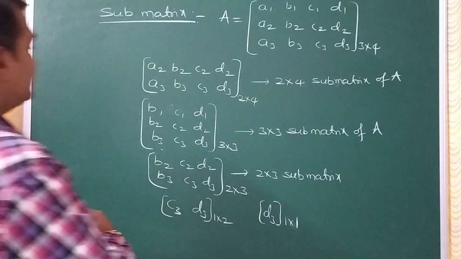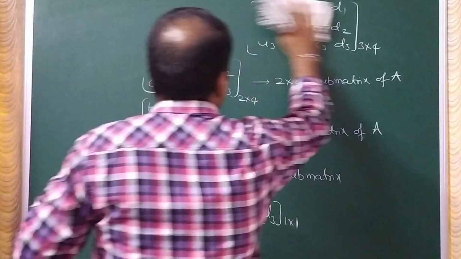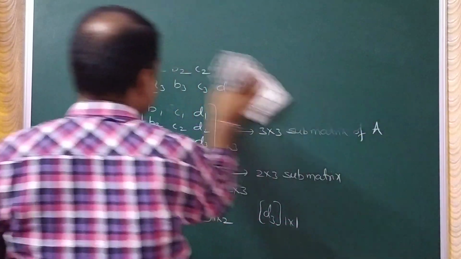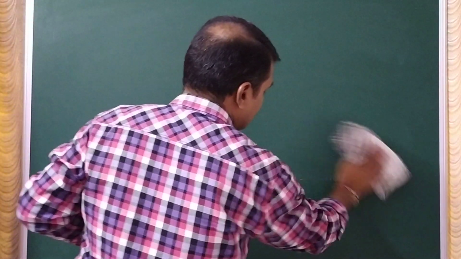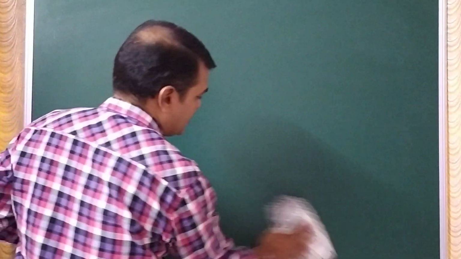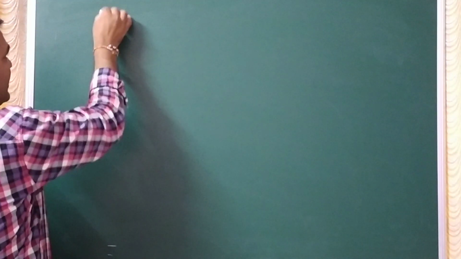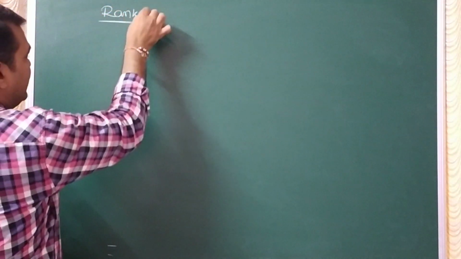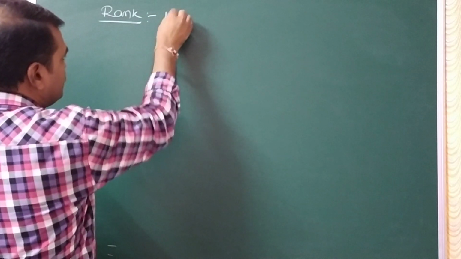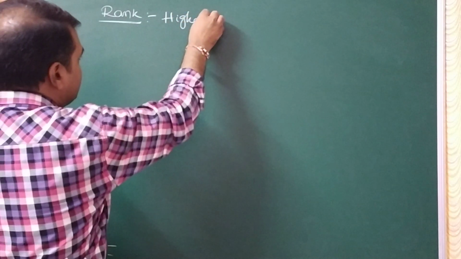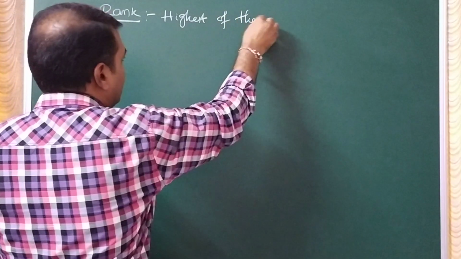Now let us come to the definition of the rank of a matrix. I will discuss the standard definition without any row transformations or column transformations. By row or column transformations we can also find the rank, but we have not discussed them yet, so I'll stick to the standard definition. The rank of a matrix is actually the highest of the orders.